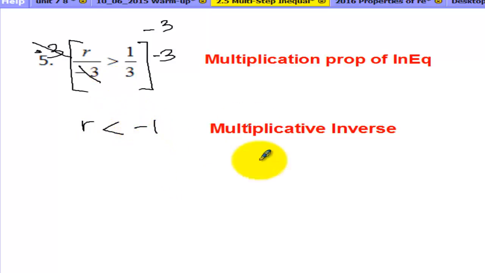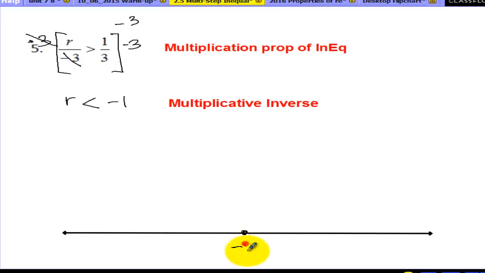So to graph the solution for this inequality, let's say this is negative 1. We said that if there's no line under, the circle should be an open circle. And we have to shade all numbers that are less than negative 1. All of those numbers will be located to the left of negative 1. So this will be the solution set.